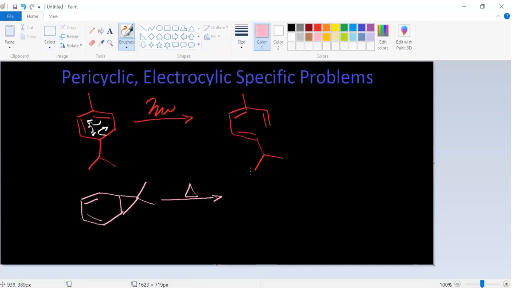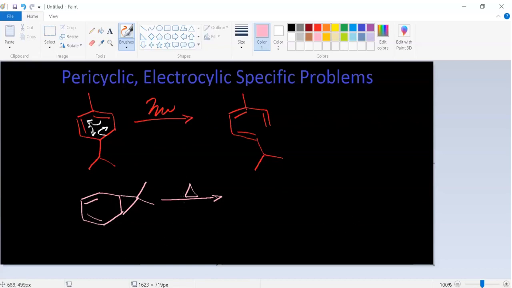Okay, so this is an interesting problem, just because, in truth, it gets kind of messy, but that's okay. Recognize it's thermal and go ahead and try to figure out how many pairs of electrons we're going to do and try to determine what the product will be.